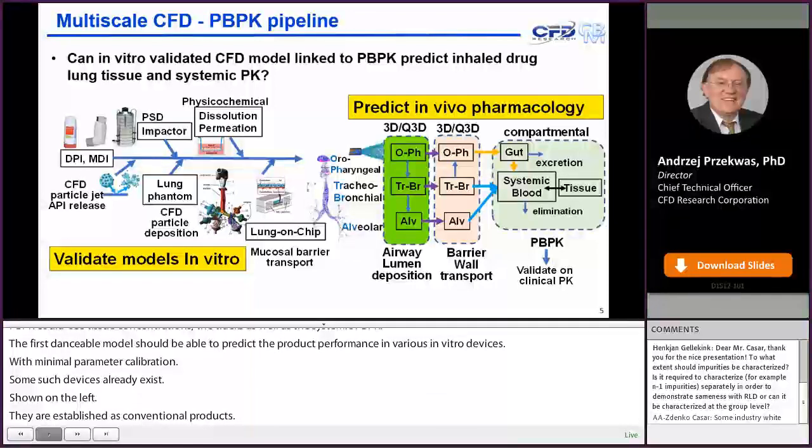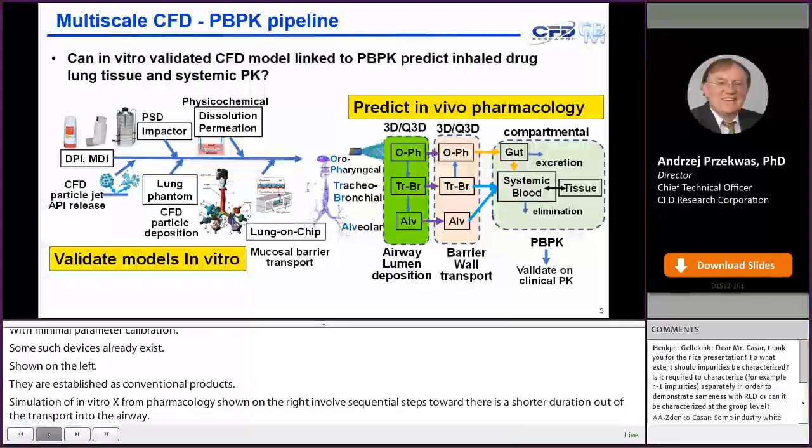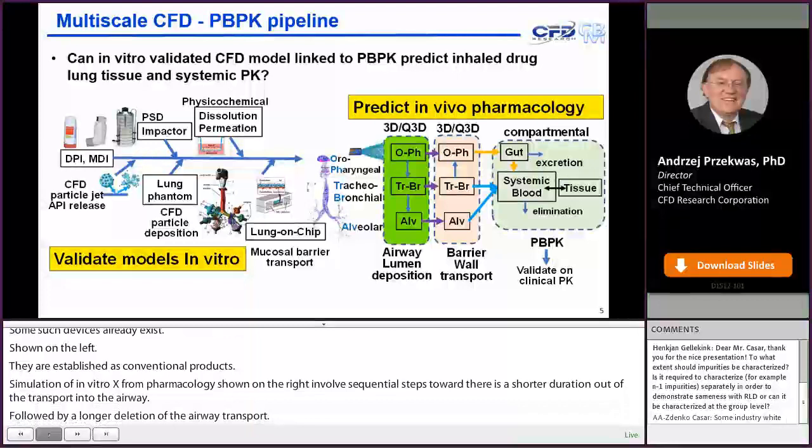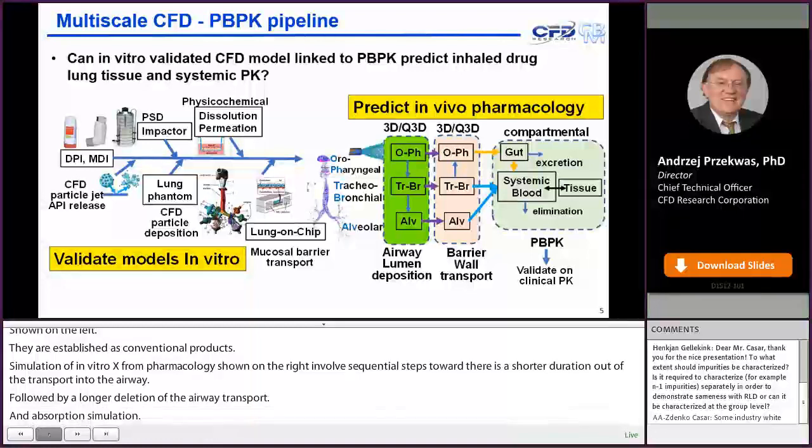One, short duration aerosol transport in the airway lumen and deposition, followed by longer duration airway barrier transport and absorption simulations coupled to the PBPK. Our vision is that if the same model is used for in vitro and in vivo simulations, it may enable predictive in vivo capabilities.